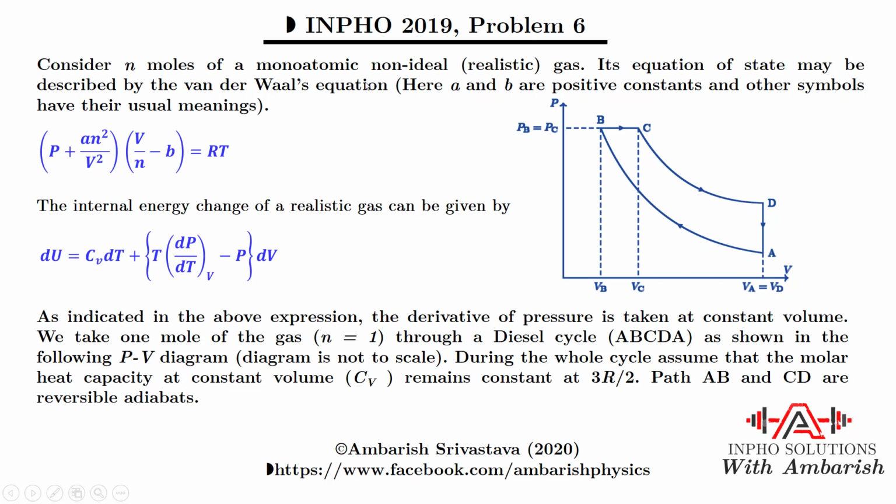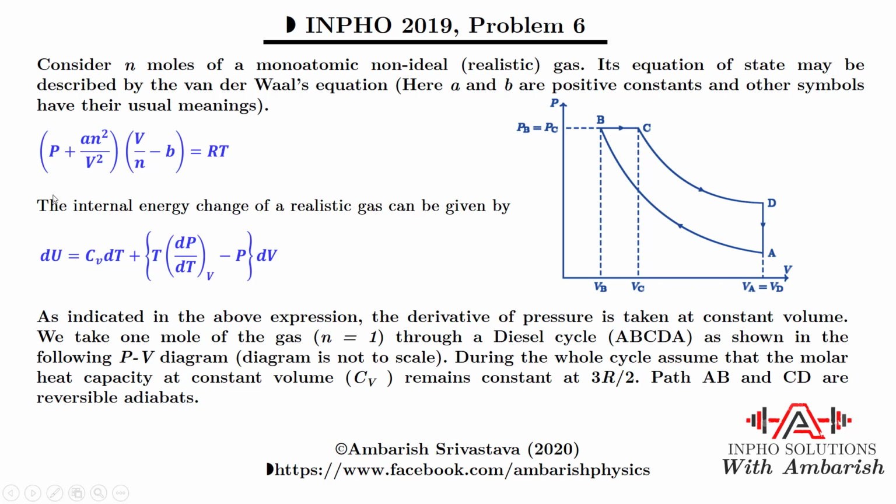Consider n moles of monatomic non-ideal realistic gas. Its equation of state may be described by the van der Waals equation. Here A and B are positive constants, and their symbols have usual meaning. So what's the equation? This is the standard van der Waals equation: (P + an²/V²)(V/n − b) = RT.